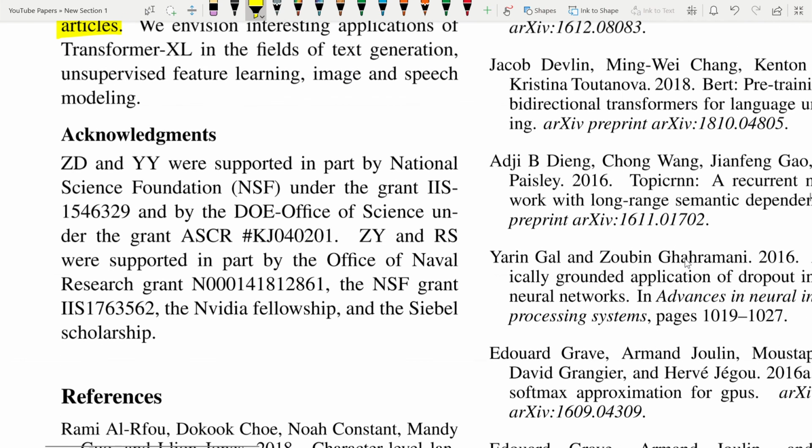And of course there have been lots of works later on TransformerXL as well, which I think I would be discussing later, but I think I'll stop here.